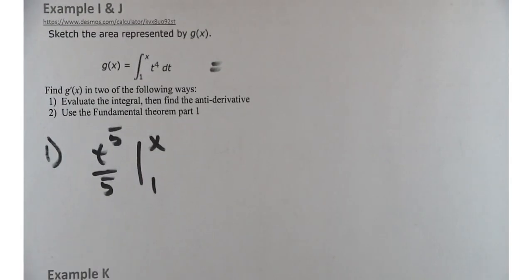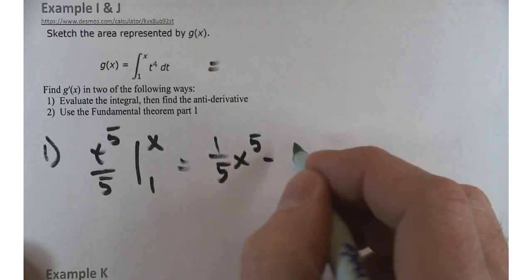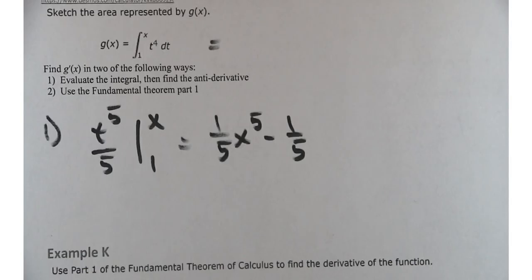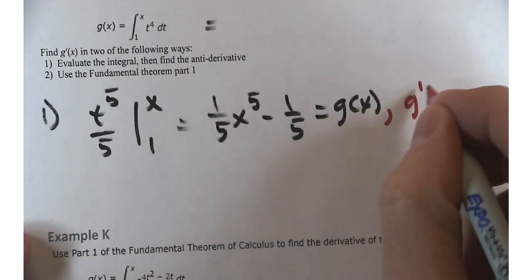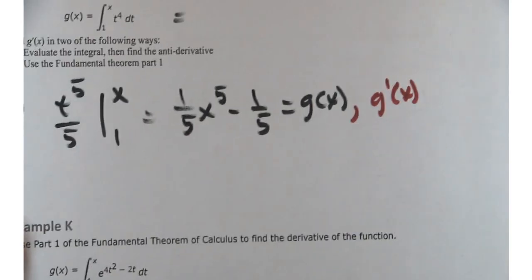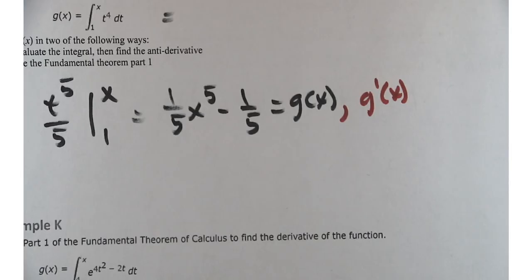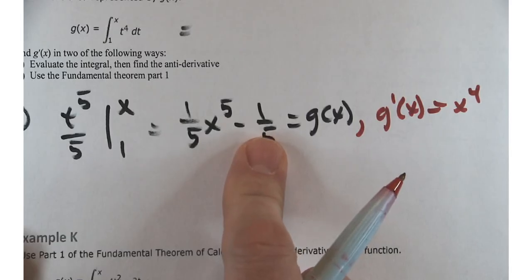So, okay. Let's calculate that. That's going to be 1/5 x to the fifth minus, 1 to the fifth is going to be 1, so 1/5. So yay. There's our function, that's g of x. Well, then we're asked to find g prime of x. Well, g prime of x is going to be the derivative of this. I'll let you put on your thinking cap for a second. What's the derivative of that going to be? Yeah, x to the fourth. Because the 5 and the 1/5 are going to cancel. Derivative of a constant is 0, so x to the fourth.